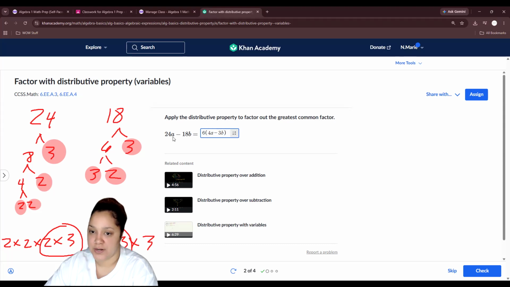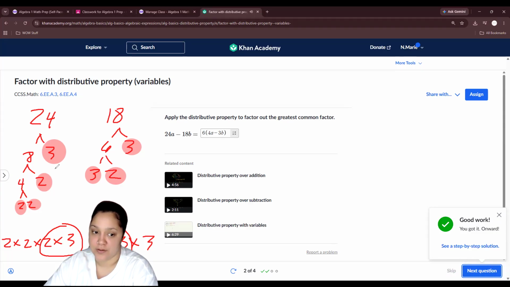6 times what gets you back to 24a? 4a. 6 times what gets you back to negative 18b? Well, negative 3b. There it is. I can check my answer by doing distributive property. So make sure you practice that.